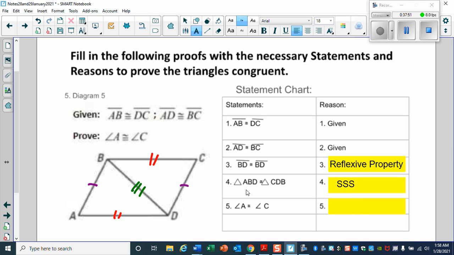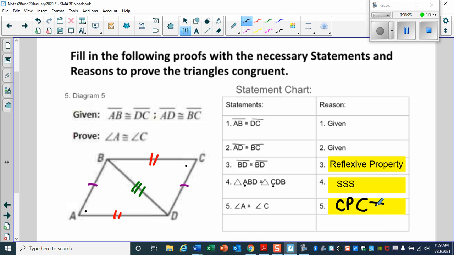And then, since those two triangles are congruent, notice here for this last one, AC. Since we found out these two triangles are congruent, the corresponding parts of congruent triangles are also congruent. Angle C and angle A correspond to each other. They're going to be congruent as well. And that's because of the CPCTC theorem.